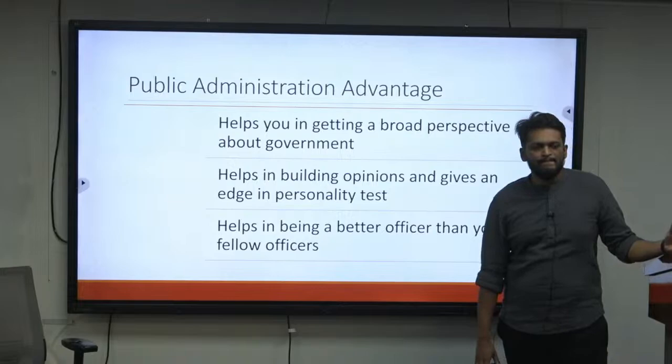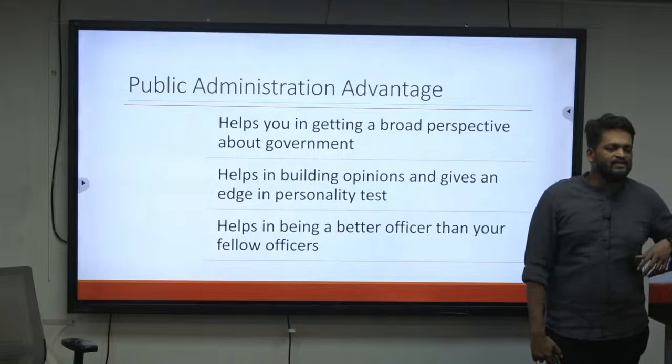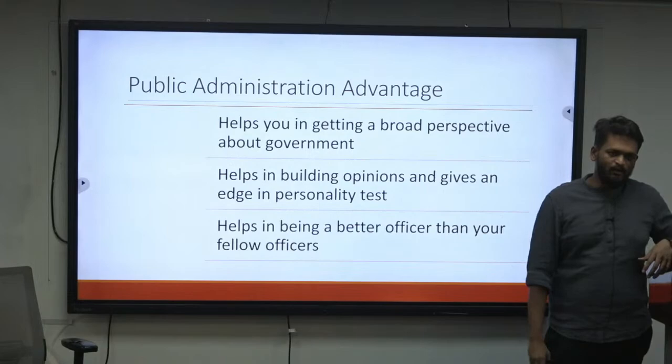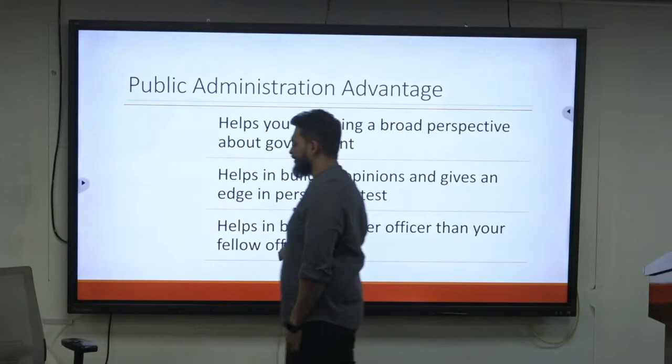Forming an opinion means after understanding the entire issue. For example, the Citizenship Amendment Act. First thing, to have an opinion on it, should you know what it is or not? You should know what it is, and then you should have understood exactly what the consequence of the Citizenship Amendment Act is, and then finally you can form an opinion on it.